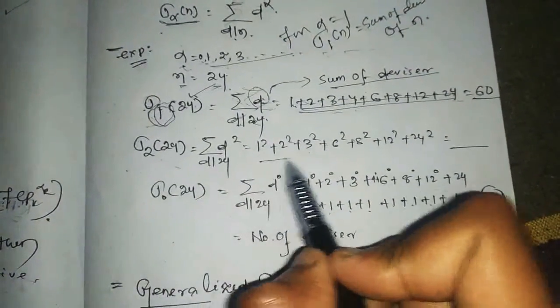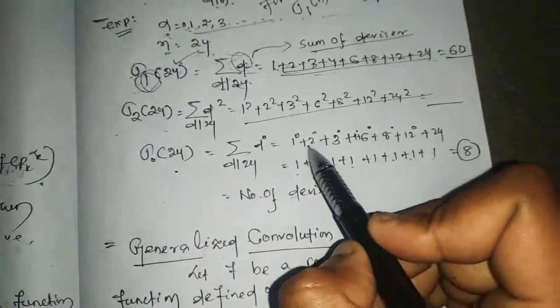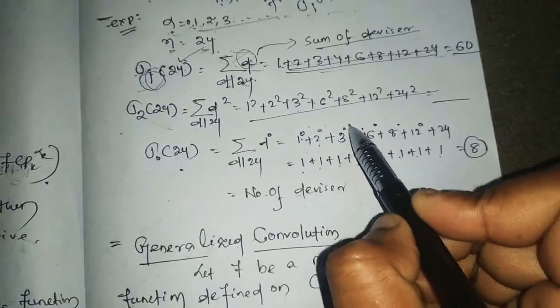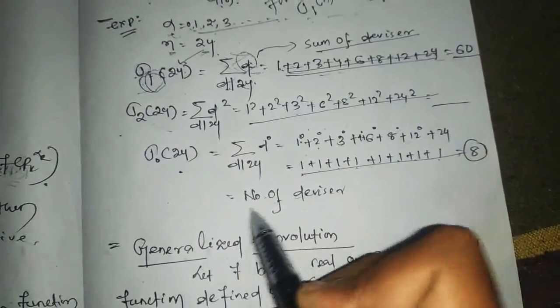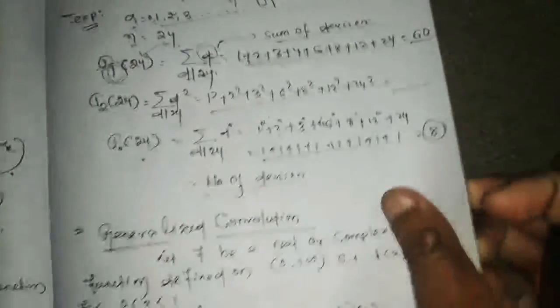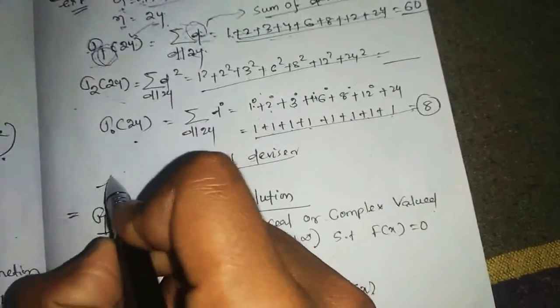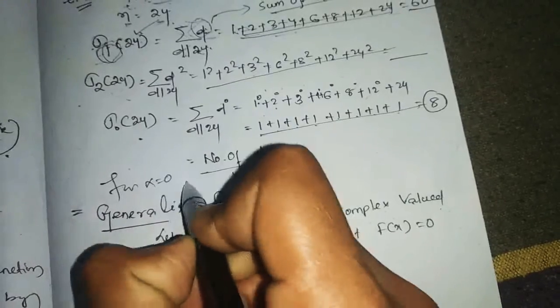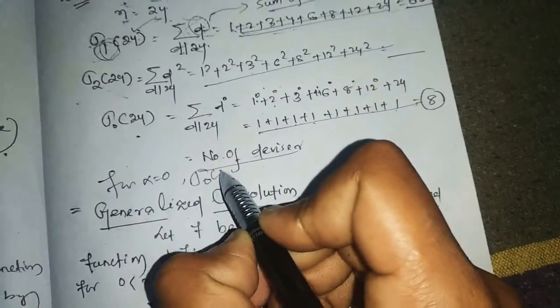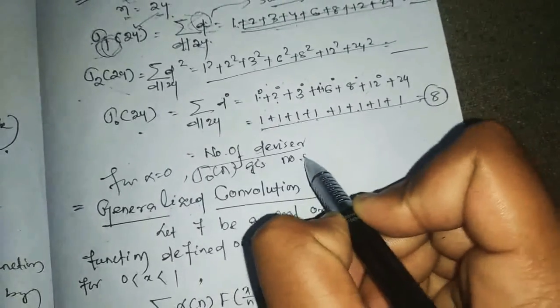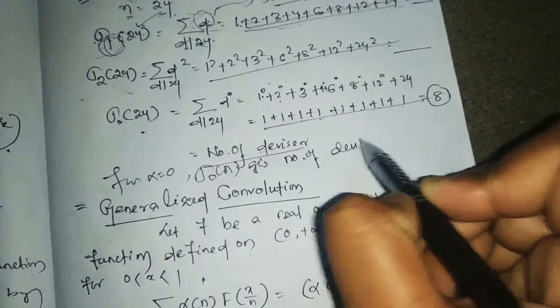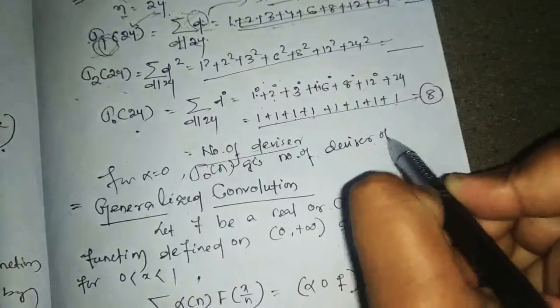For alpha equal to 0, this will give 1 to the 0, 2 to the 0, 3 to the 0, 4, 6, 8, 12 and 24 each to the 0. This gives the number of divisors. And for alpha equal to 0, this sigma 0 of n gives the number of divisors of n.